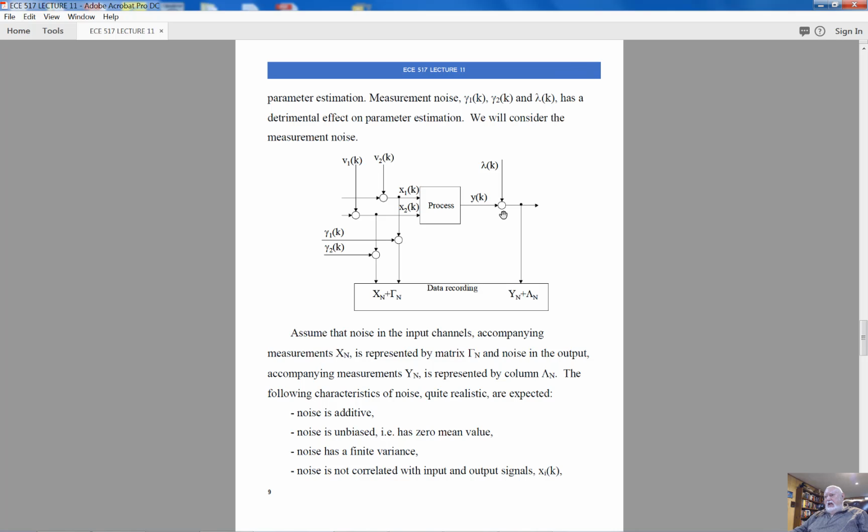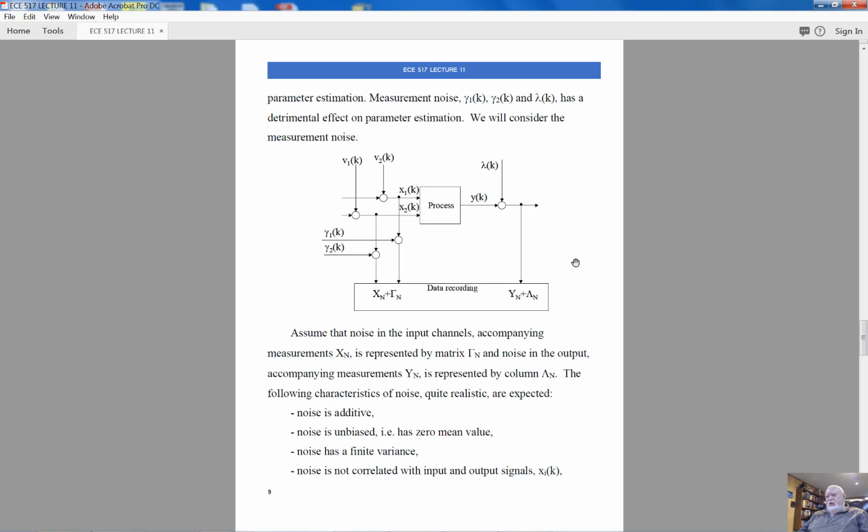Now, if you record the output of the process, and if noise is injected in the output, the record of the output will contain a component of noise, and of course, it may not be good for the estimation process. So this is the noise. This noise and this noise that makes estimation less accurate, and this is what we have to be concerned about.